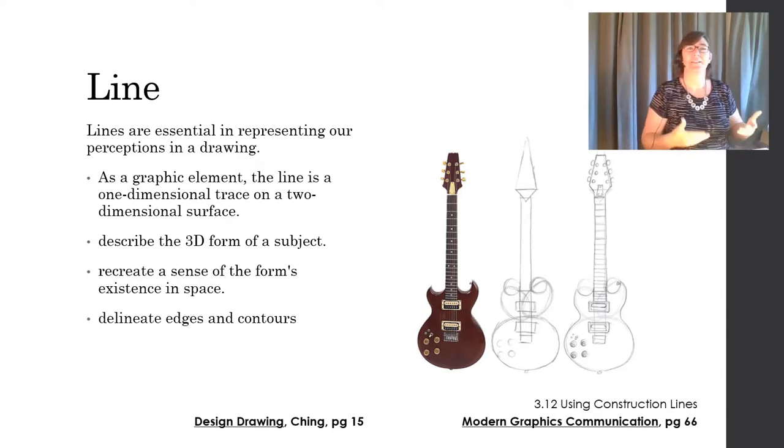So it should be fairly obvious that lines are essential to represent our perceptions in a drawing. A line is a one-dimensional trace on a two-dimensional surface to describe the three-dimensional form of an object. What we're trying to do is recreate the sense of that form's existence in space and to delineate, there's the word line right in the middle of there, delineate edges and contours.